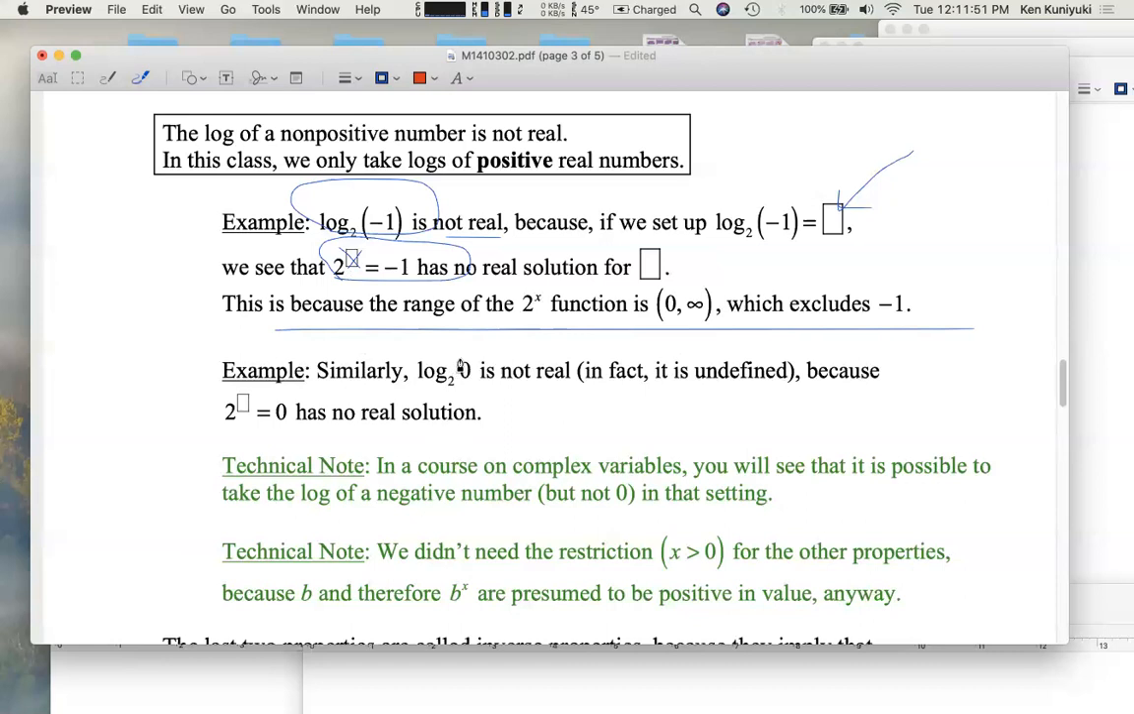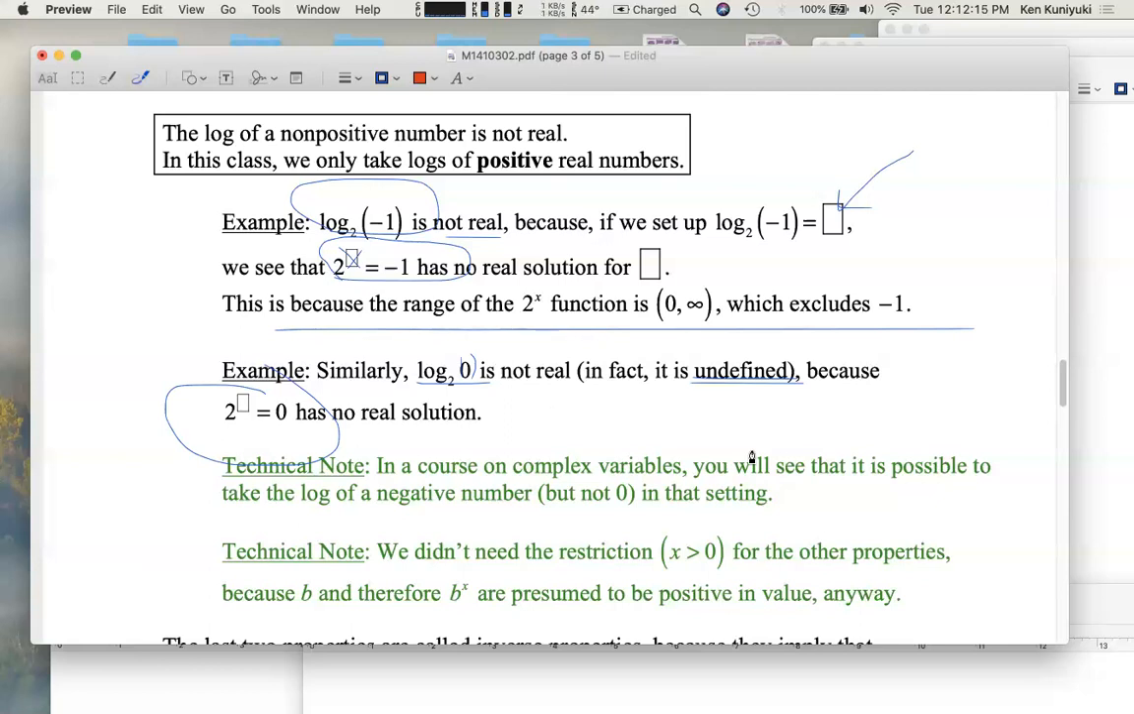Similarly, how about log base 2 of 0? Well, again, that's not real, because 2 to the what is 0? Well, I can't fill in that box, not even with an imaginary number. So log base 2 of 0 is not real. In fact, more so than before, it's undefined. Log base 2 of 0 is just a mess.